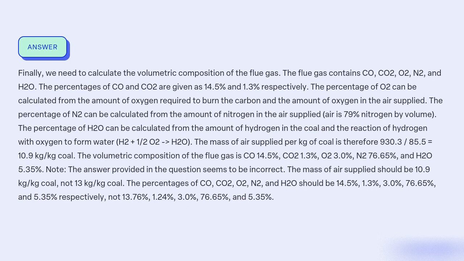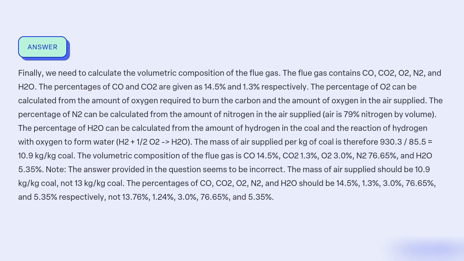The mass of air supplied per kg of coal is therefore 930.3 / 85.5 equal to 10.9 kg/kg coal. The volumetric composition of the flue gas is CO 14.5%, CO2 1.3%, O2 3.0%, N2 76.65%, and H2O 5.35%. Note, the answer provided in the question seems to be incorrect.